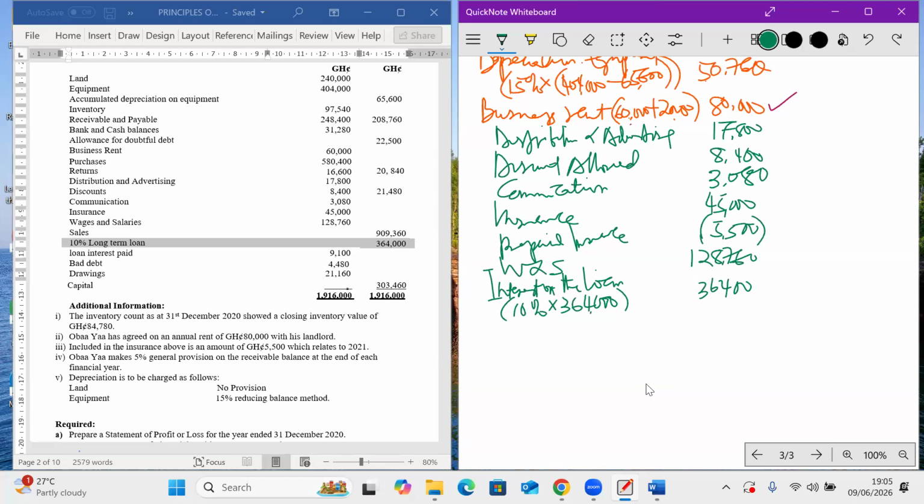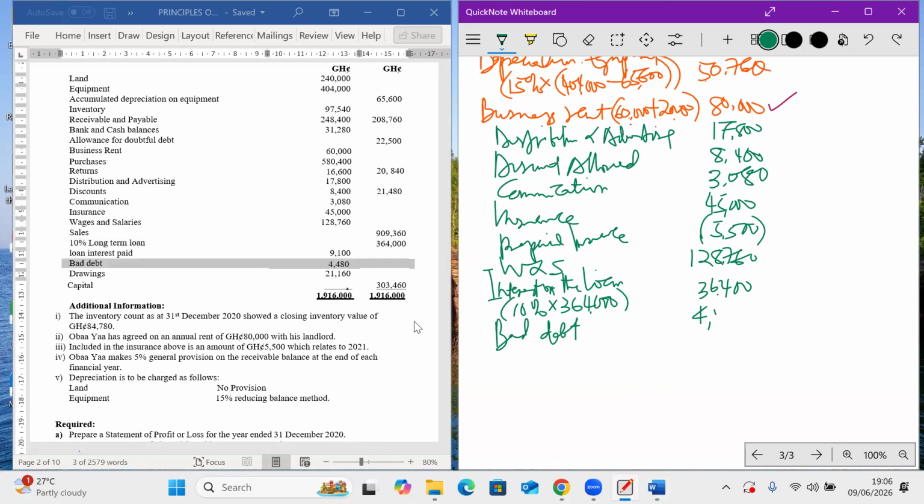Are we okay? Yes, sir. The 10% long-term loan will go to the balance sheet, but the interest on it is an expense. We are interested in the interest on the loan, not the entire amount. So 10% on the 364,000 gives us 36,400. The loan interest paid we will not touch until we get to the current liability. Then we have bad debt. What is the bad debt figure? 4,480.